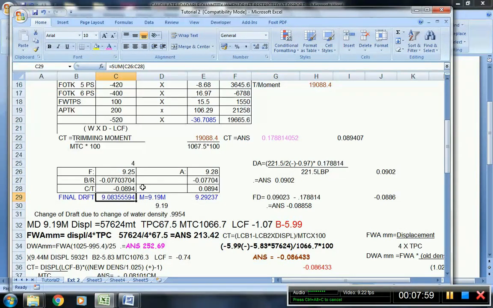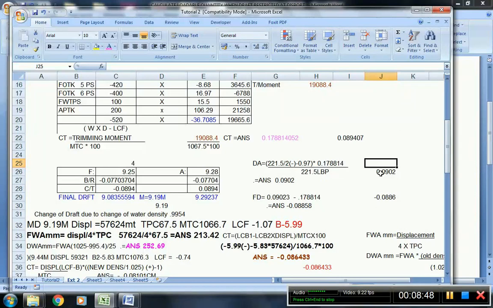So this is not the case where you divide the change of trim by 2, because you have to apply the LCF. So therefore we have to follow this formula. Although the answer is almost the same, we have to follow the right procedure. So the draft aft correction: 215 divided by 2 minus the LCF, center of rotation, which is 0.97, then divide by 215, this is the length between perpendiculars, multiplied by 0.178, this is the change of trim. Then the result is 0.0902. So this is plus for your draft aft.